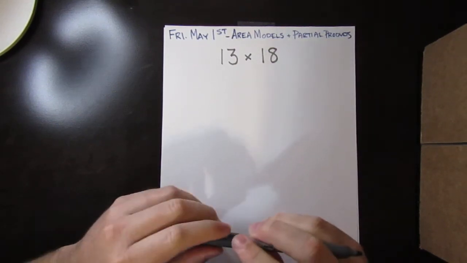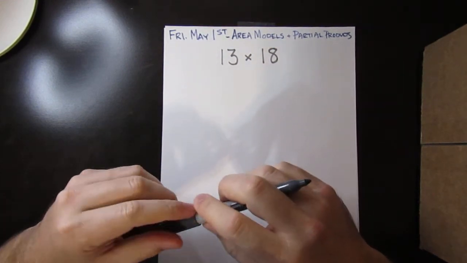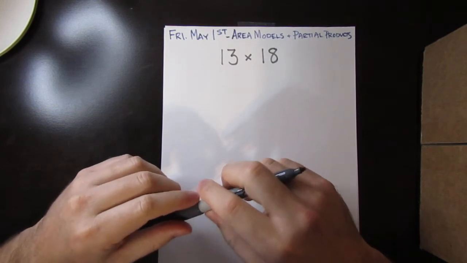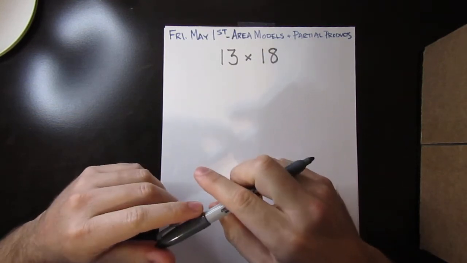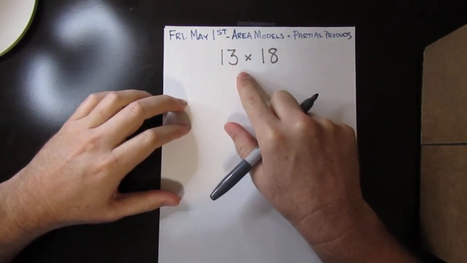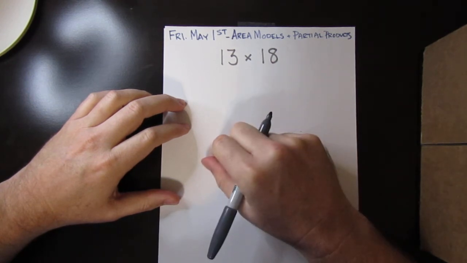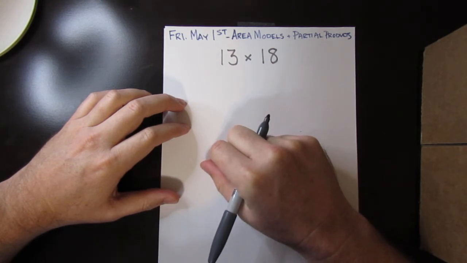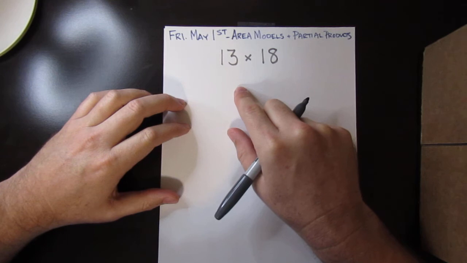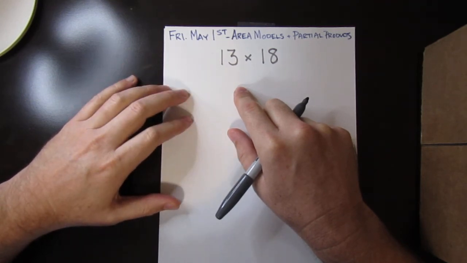Good morning, 4th grade. Today's lesson for Friday, May 1st is on using area models and partial products to solve double-digit multiplication problems. Now, we've done this in class. I understand most of you prefer this method of multiplication, but I am going to reteach it today as a reminder, but also to show maybe your parents, if they don't understand the area model, I'm going to do my best to explain how that works and why it works.